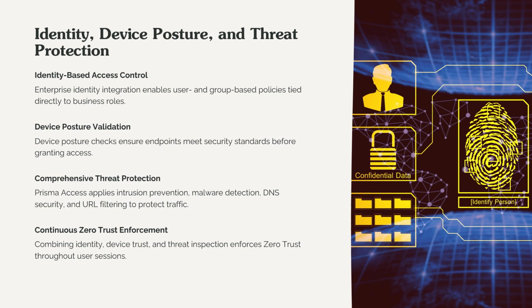Identity, device posture, and threat protection. Identity based access control. Enterprise identity integration enables user and group based policies tied directly to business roles. Device posture validation. Device posture checks ensure endpoints meet security standards before granting access. Comprehensive threat detection. Prisma Access applies intrusion prevention, malware detection, DNS security, and URL filtering to protect traffic. Continuous zero trust enforcement. Combining identity, device trust, and inspection enforces zero trust throughout the user session.